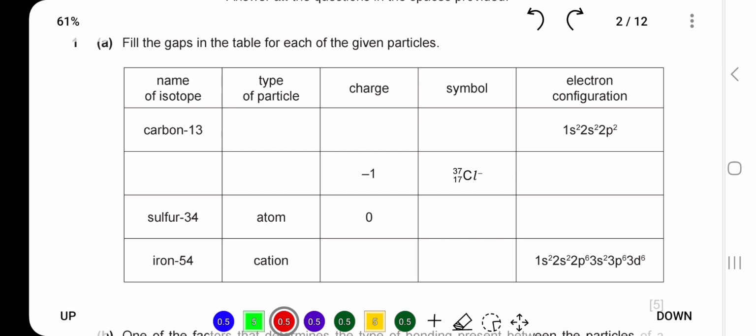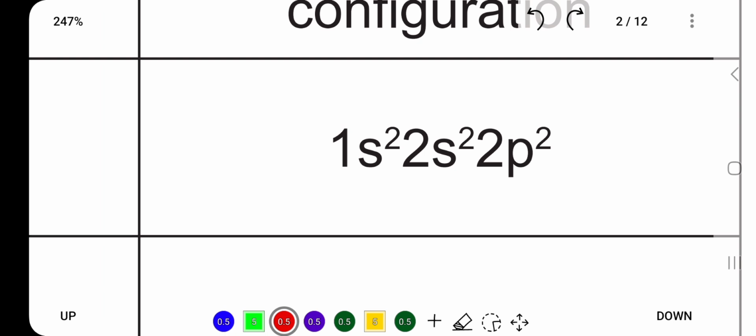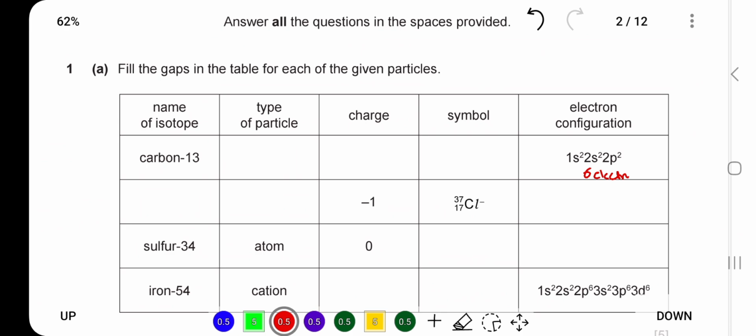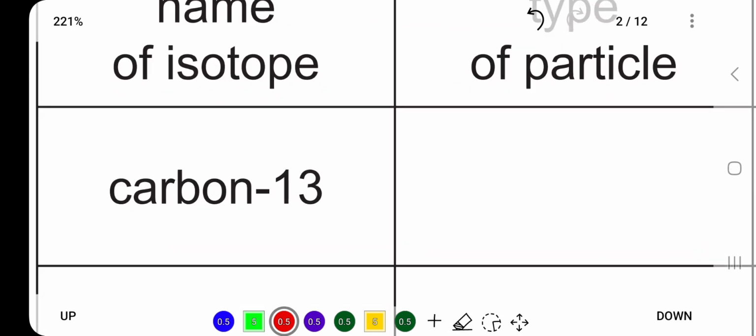So they gave you a table which is half full. So for carbon 13, you see here that there is how much? 4, so there are 6 electrons from the electron configuration. So we know that the carbon 13 here, they gave you the mass number or the nucleon number.